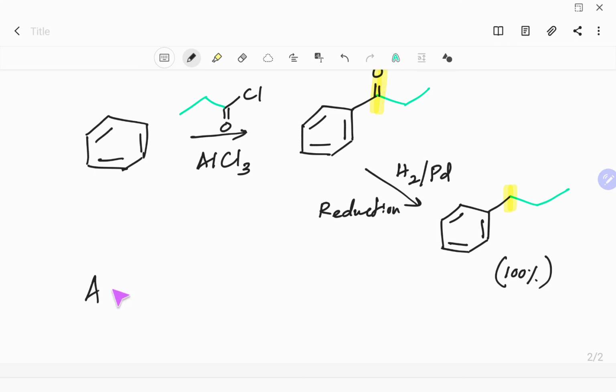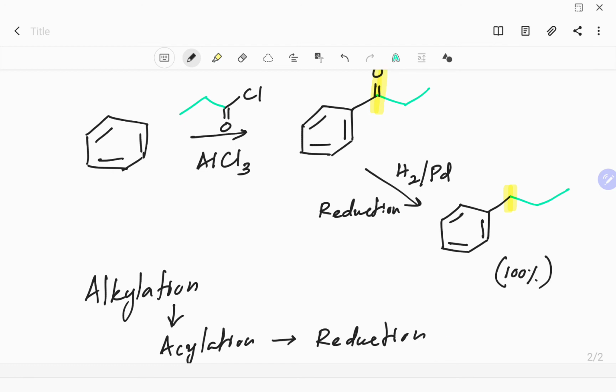So rather than using alkylation, it is more beneficial to substitute alkylation with acylation followed by reduction.